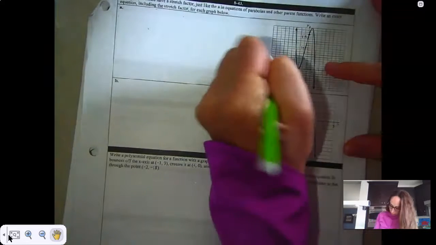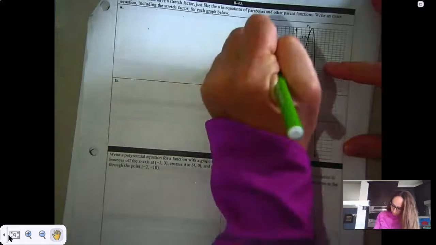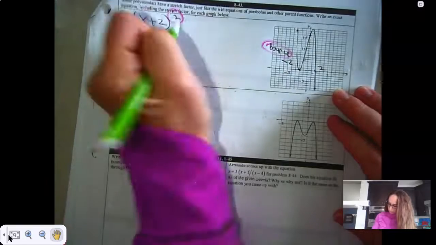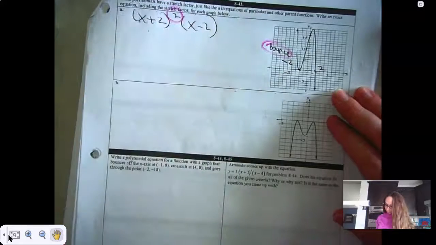What do they want you to do? They have a stretch factor, so they want you to actually find the equation. Okay, so I'm going to get my glasses on for this one and let you actually see it. All right, let's look here. Negative 1, negative 2. So negative 2 with a bounce, which means x plus 2 squared. So let me put that in pink because there's my bounce. And then it looks like 1, 2, no bounce, x minus 2.